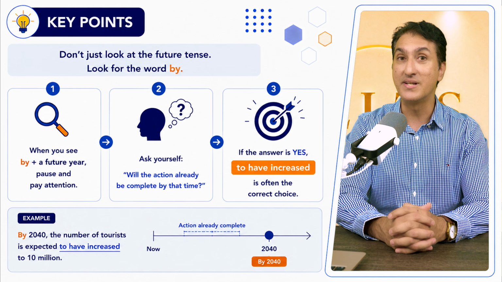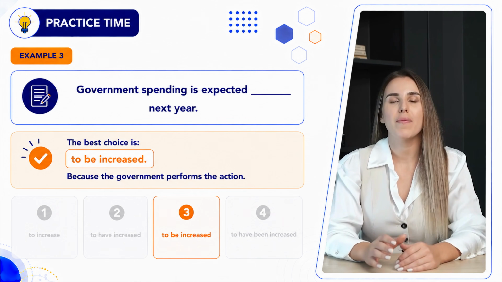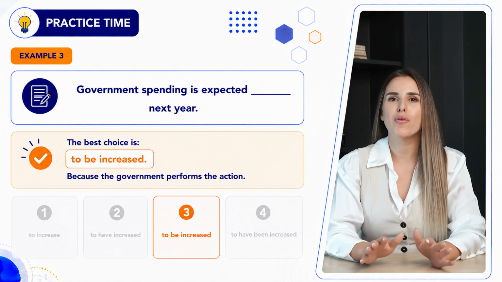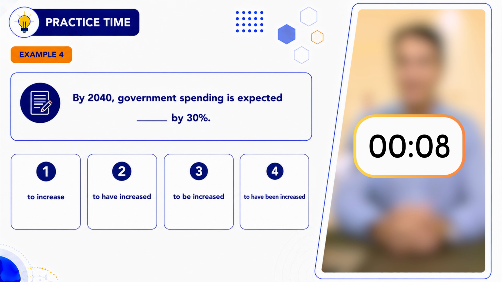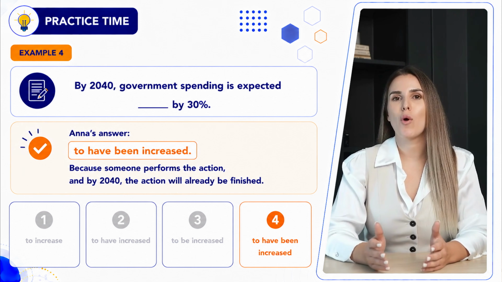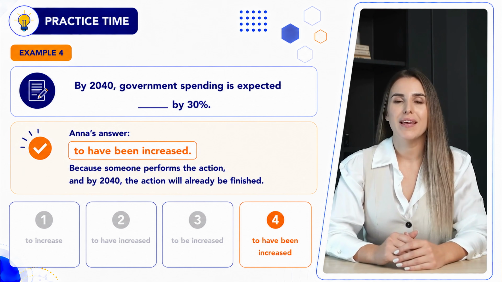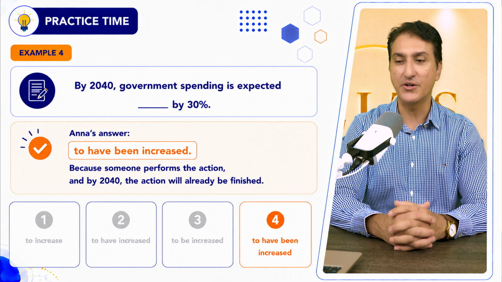Now, here's your next example. This time, to be increased, because the government performs the action. Excellent. Next. This one should be to have been increased, because someone performs the action, and by 2040, the action will already be finished. Fantastic. You have chosen all four correctly.